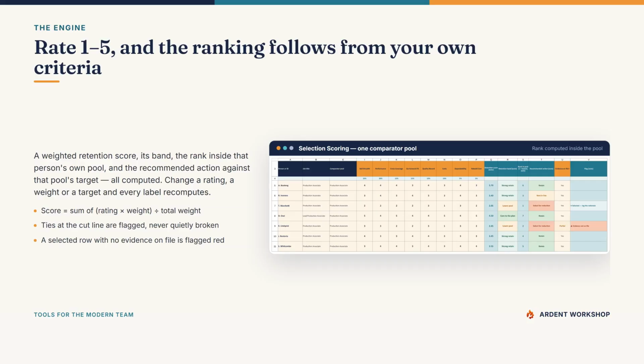2 things it will not let you skip. When 2 people tie at the cut line, the workbook flags it rather than quietly breaking it, because a tie broken on preference is the weakest point in a whole file. And a selected row whose evidence is not marked on file turns red. A score with no source behind it is an opinion with a number on it.